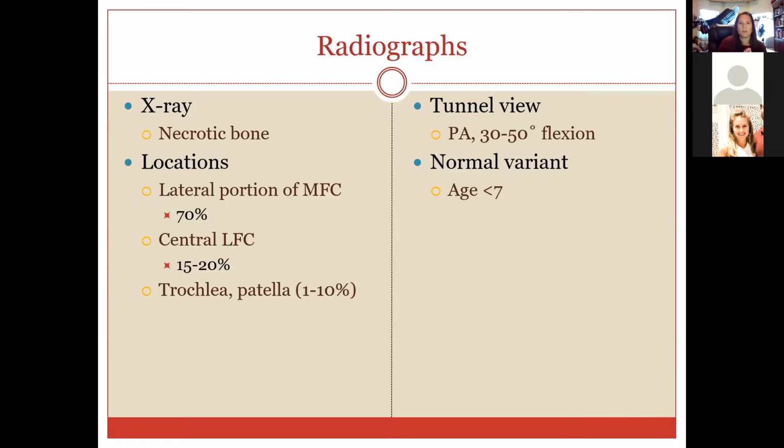So that's the necrotic bone. Most of the time where you're going to find this, again, is the medial femoral condyle, kind of at the lateral portion of it. And that's actually right where the PCL inserts. And about 70% of these OCDs are going to be located there. I also see them in the lateral femoral condyle. Again, some of these are associated with discoid meniscus. And then trochlear and patellar, maybe 5 to 10% of these. They're not super common, but I do see them a few times a year.